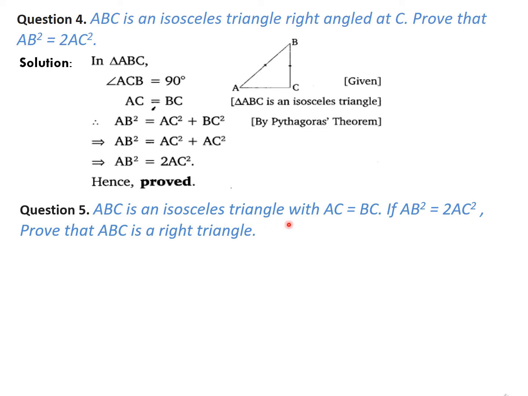ABC is an isosceles triangle with AC equal to BC. If AB square is equal to twice AC square, prove that triangle ABC is a right angled triangle.